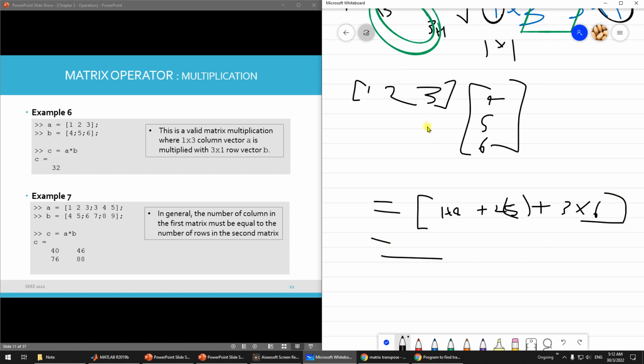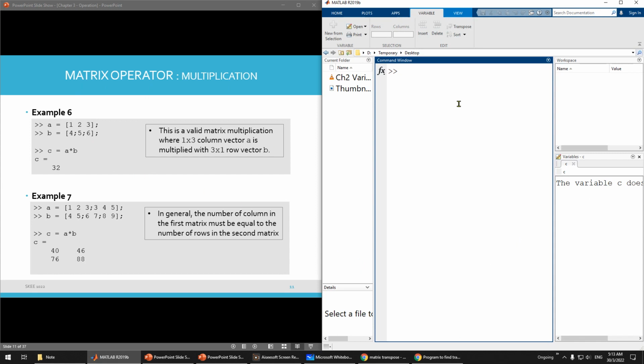Okay, so if you do this, you get 32. Okay, only 1 multiplied by 1 matrix. Okay, so that is how you solve matrix operation using MATLAB. Okay, you have to know both manual calculation and MATLAB calculation.